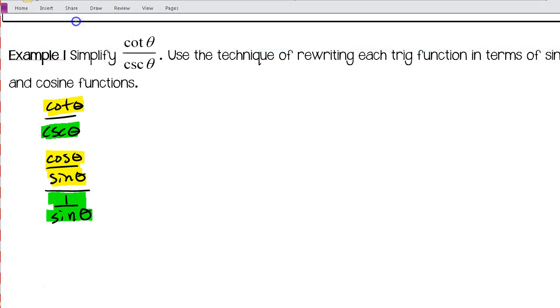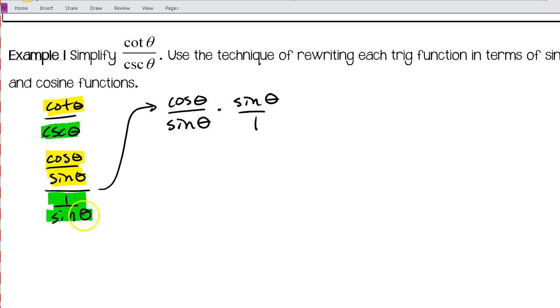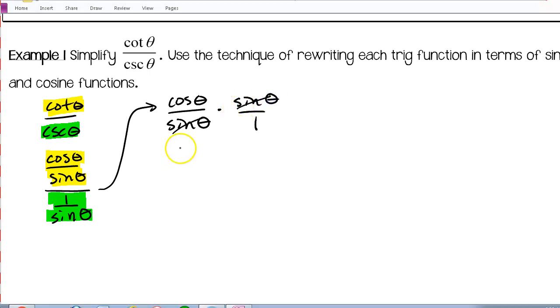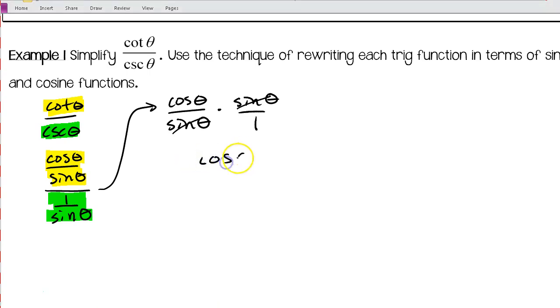Alright, and then if we continue from here, when we divide two fractions, we multiply by the reciprocal. So I have cosine theta over sine theta times sine theta over 1. So I'm taking the reciprocal of this bottom fraction. I can see I have a sine in the denominator and a sine in the numerator, so those cancel each other out, and we're just left with cosine theta. So this expression simplifies to cosine theta.